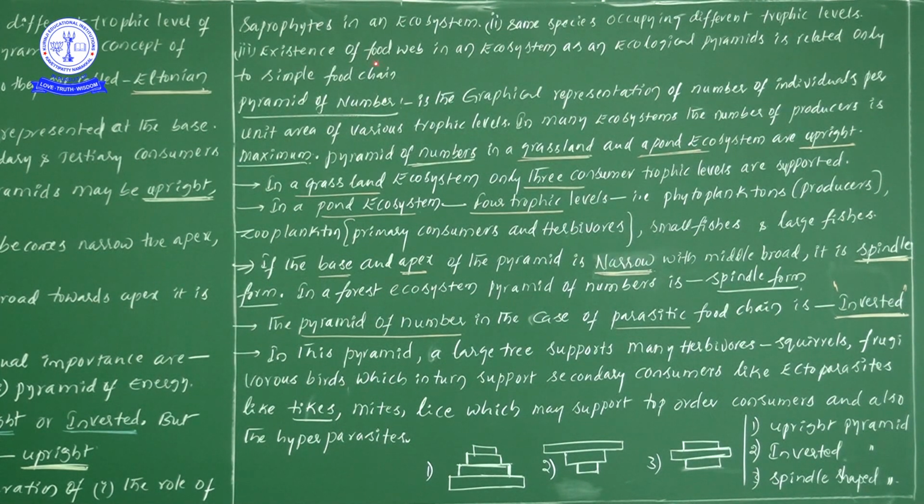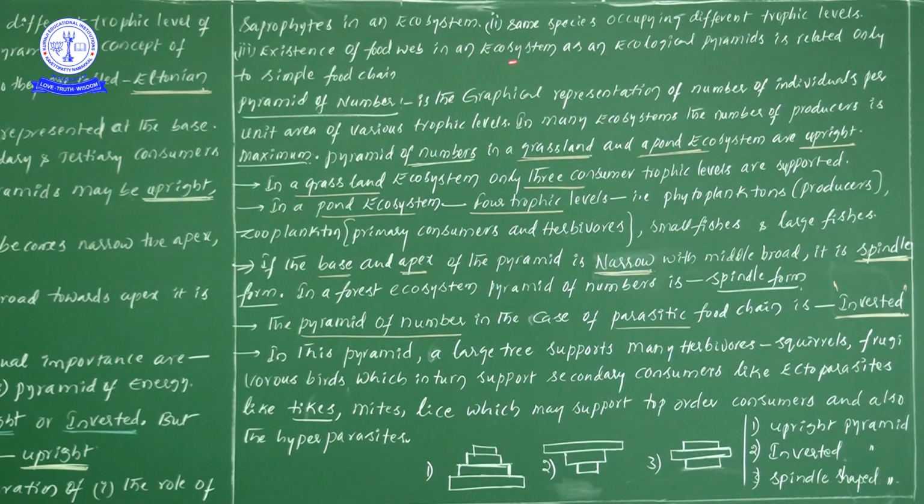Next, the existence of a food web in an ecosystem: ecological pyramids are related only to the simple food chain. So we should not consider the existence of a food web in an ecosystem in ecological pyramids.